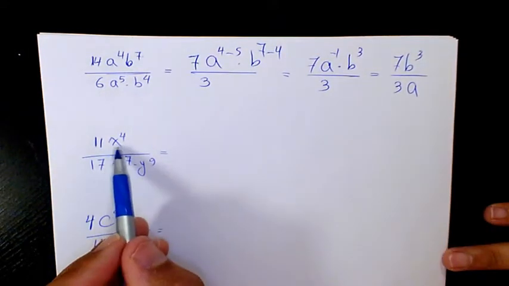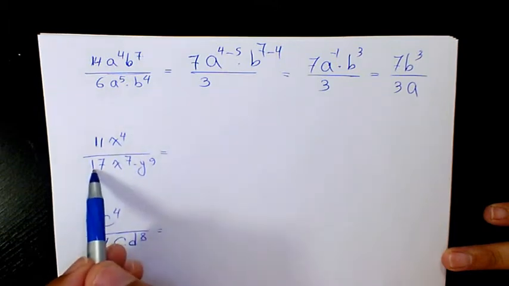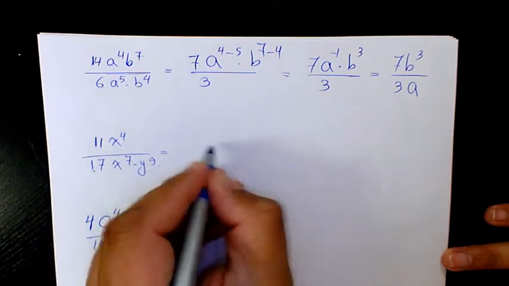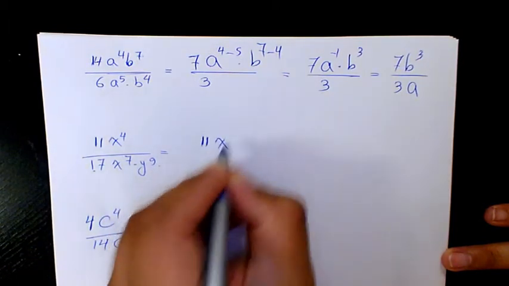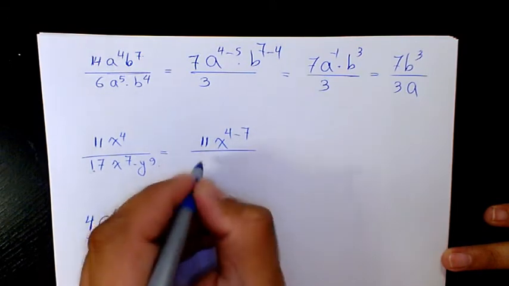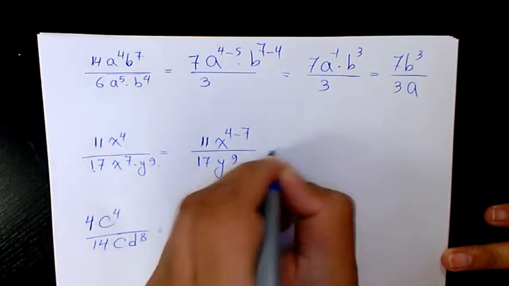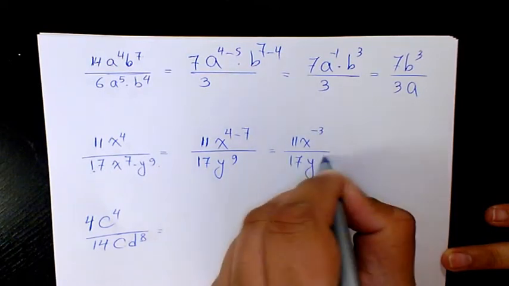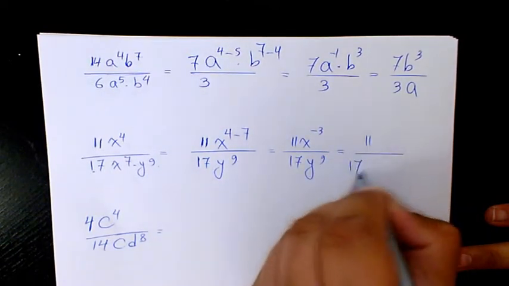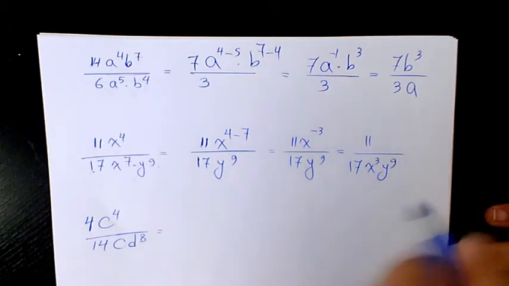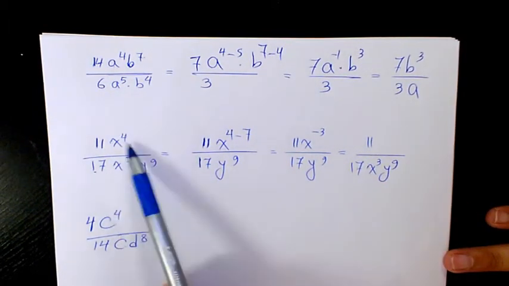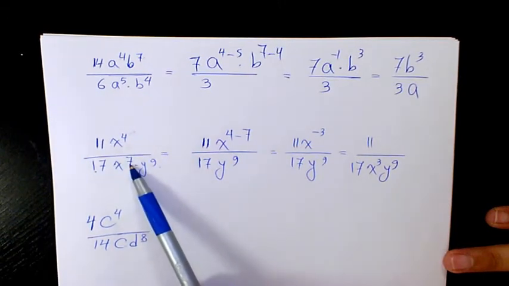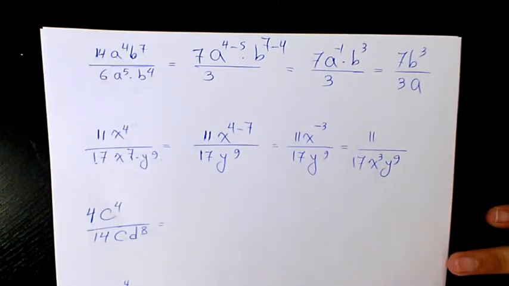Next one, 11x cubed x to the power of 4 divided by 17 x to the power of 7 y to the power of 9. So it's going to be 11 x to the power of 4 minus 7, over 17 y to the power of 9. So it's going to be 11 x to the power of negative 3, or 11 over 17 x cubed y to the power of 9. Or another method you can use, here you have 4, you have 7, you can cancel this 4 and keep this one 3. You can do that, that's going to be much faster.